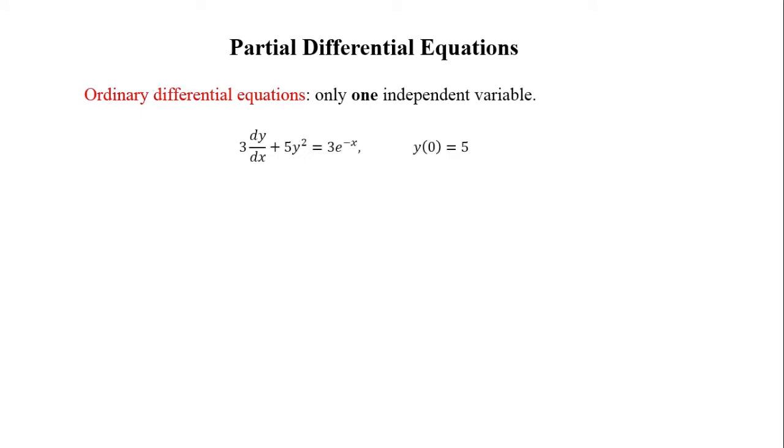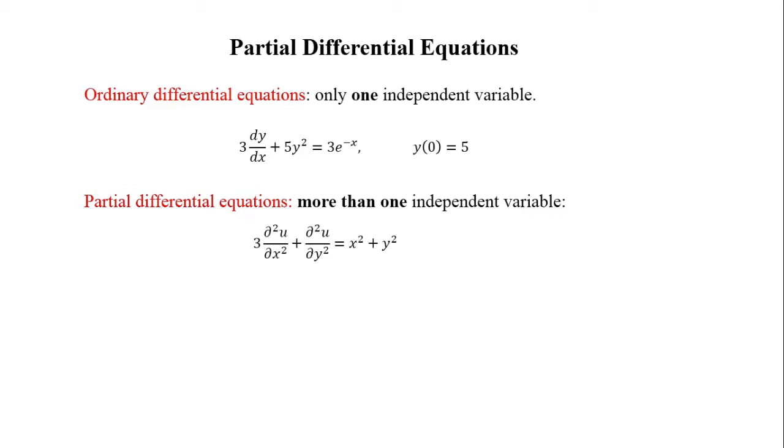So the first basic question is how a partial differential equation differs from an ordinary differential equation. In an ordinary differential equation, we have only one independent variable. If you look at this particular equation, we have only one independent variable and that is x. So this is called an ordinary differential equation. In a partial differential equation, we have more than one independent variable. Like in this case, we have two independent variables x and y. Here u is the dependent variable.